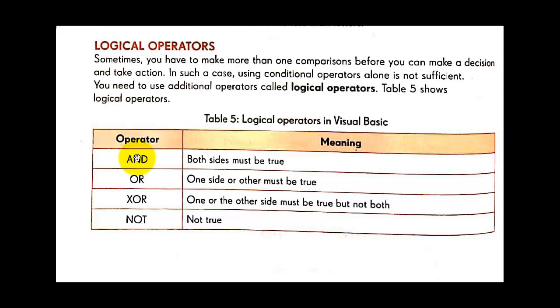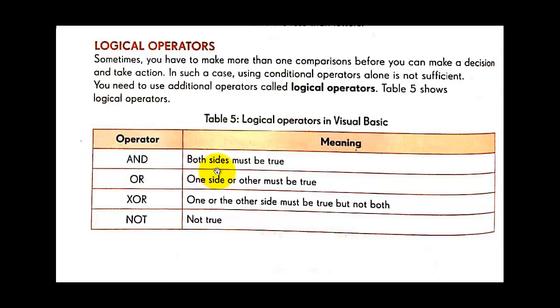If this AND operator is used, it will be used between two conditions. To the left, one condition will be there, and to the right also one condition will be there. So one condition here and one condition here: condition 1 and condition 2. These are logical operators. So what does this AND operator do? Condition 1 and condition 2 will be given here.